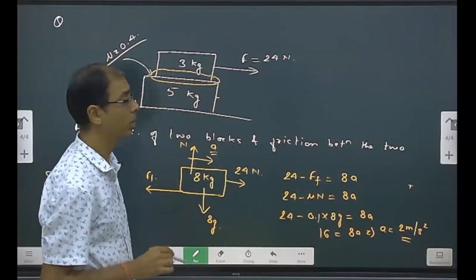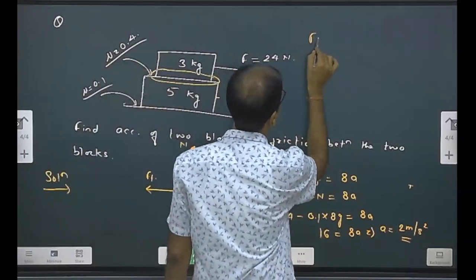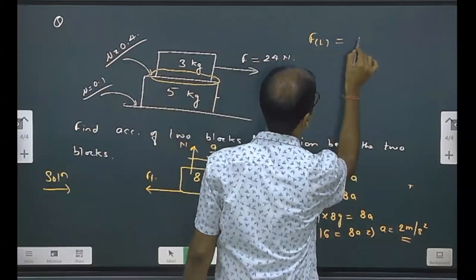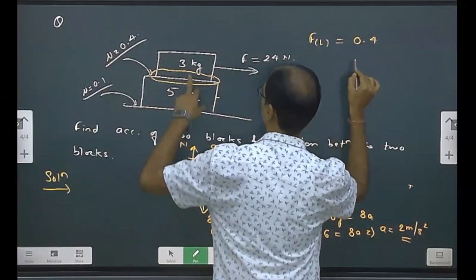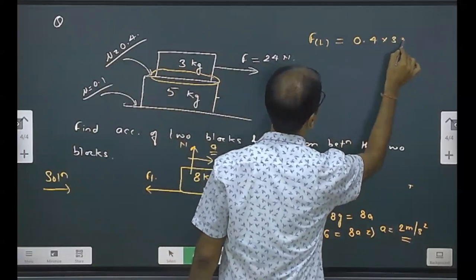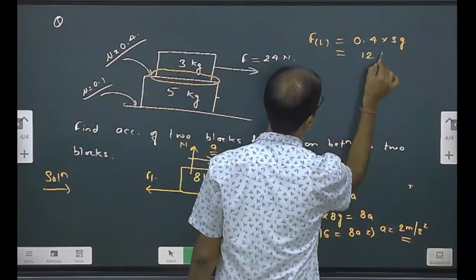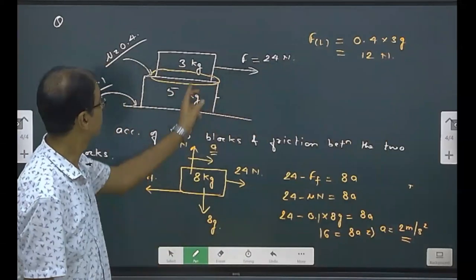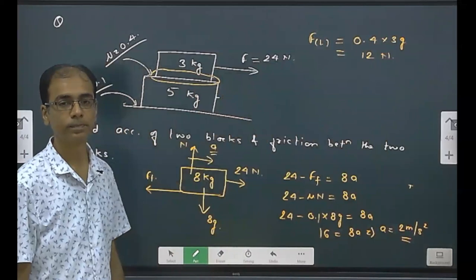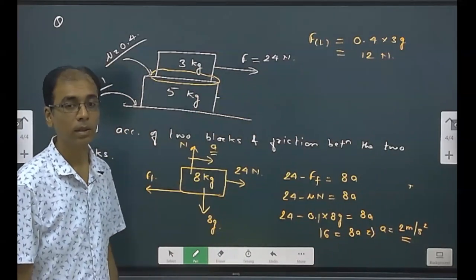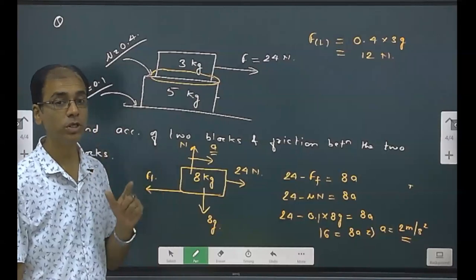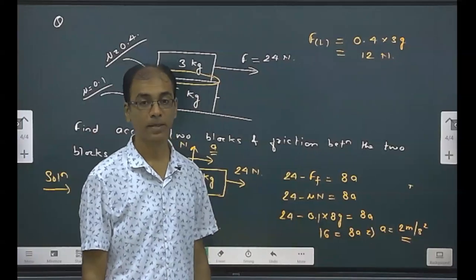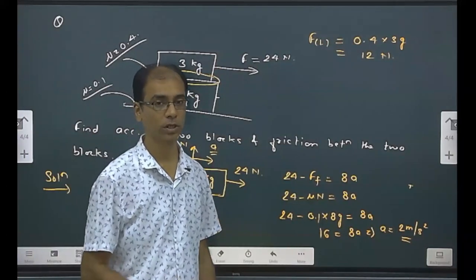Okay, limiting friction is what? So let's check. Limiting friction is again mu N, but between these two. And that we already found in the previous question. What is it? 0.4 into 3g. That means it's 12 Newton. So friction acting on this one is 12. And this friction should be able to give the 5 kg block this much acceleration. Is it possible or not possible? We have to check.